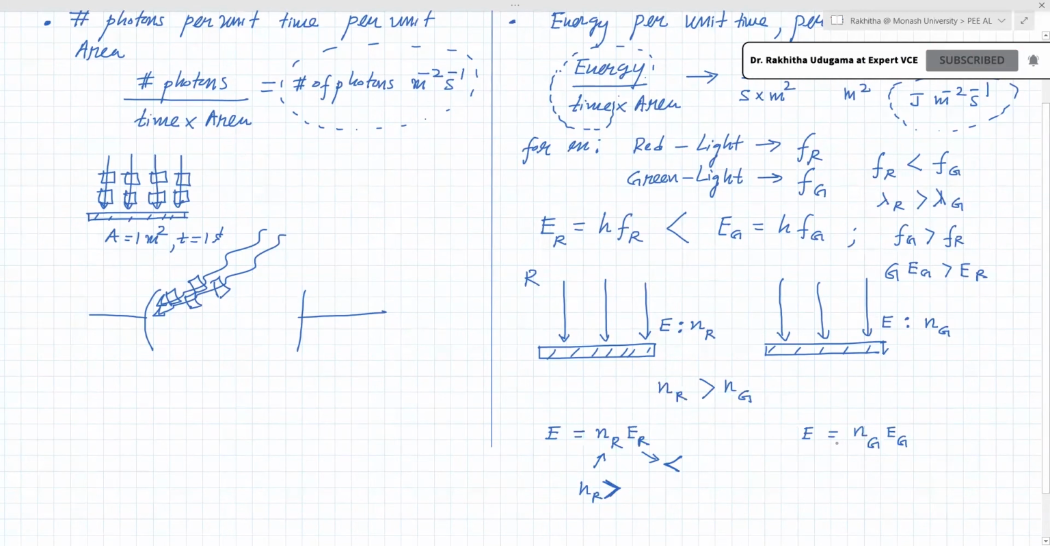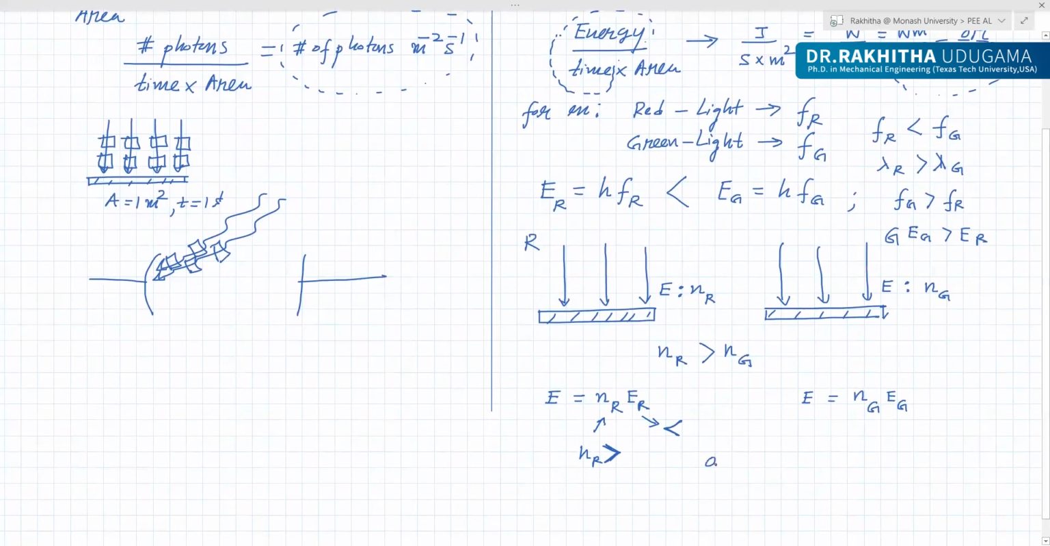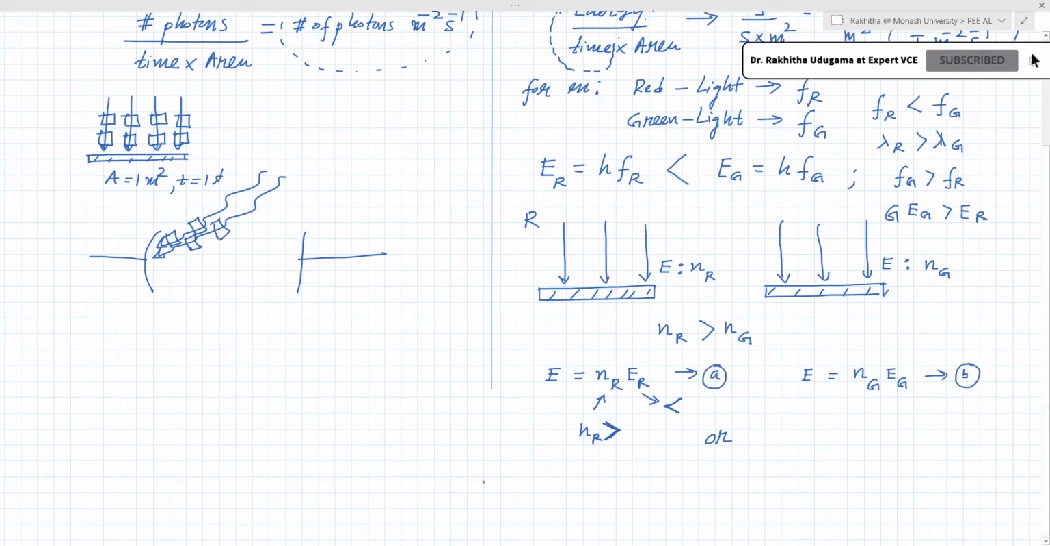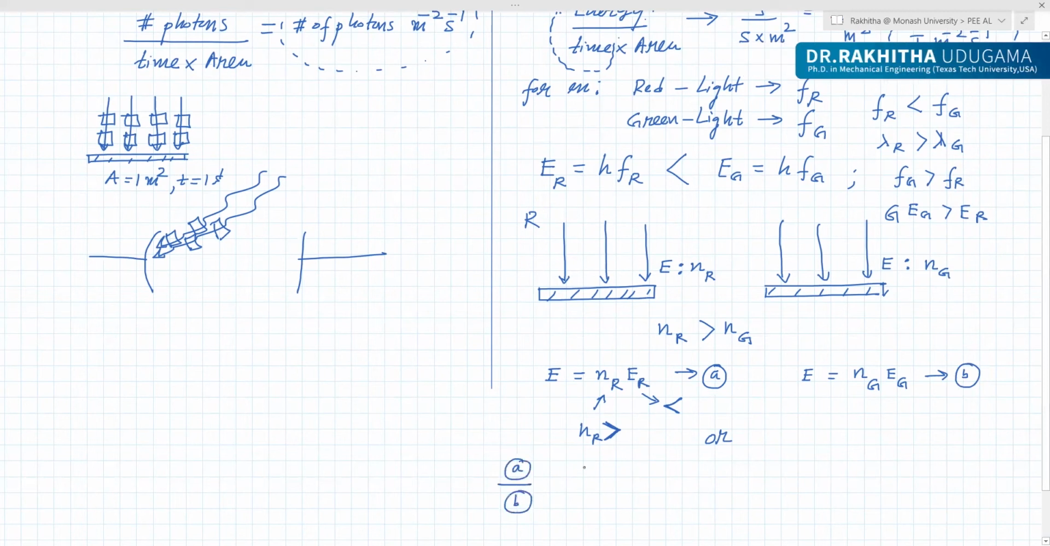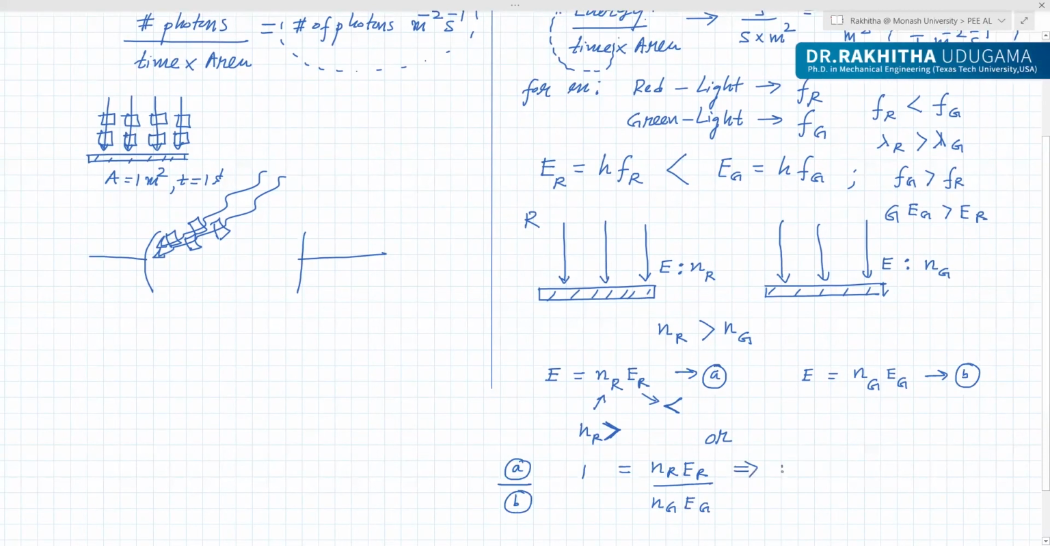Okay. So here also you can argue this in different ways. You can get this equation as equation number A, and this equation as equation number B. So what you can do, you can divide equation A by B. Left hand side you have 1, E divided by E is 1. Right hand side you have N_R E_R divided by N_G times E_G. So this will tell you that N_G E_G should be equal to N_R E_R.